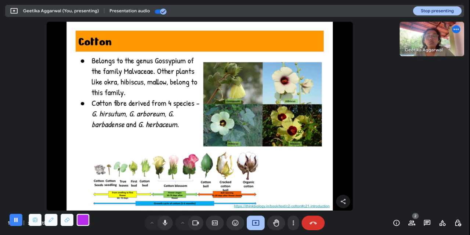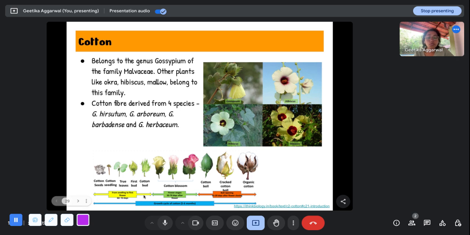Then moving on to agricultural cotton, from which we actually get the cotton fiber, that is derived from four species, which is Gossypium hirsutum, Gossypium arboreum, Barbadense, and Herbaceum. And this is what the agricultural cycle of cotton looks like. So basically, it spans 5 to 6 months.